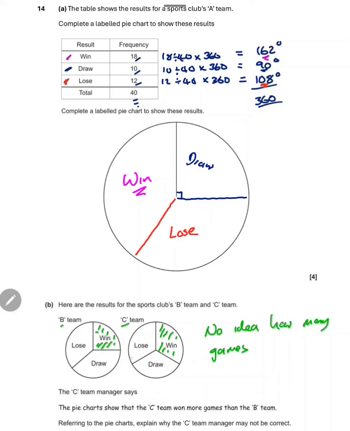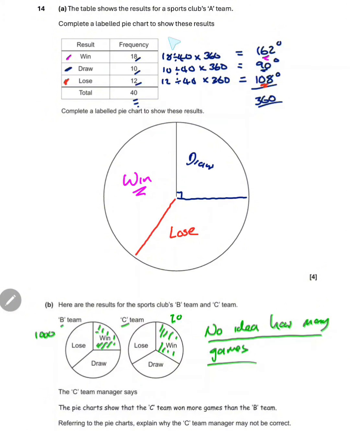We don't know how many games are involved in these pie charts. If it's 20 games and 20 games, then he's right. But what if it's 20 games for Team C and 1,000 games for Team B? Then this would represent more wins altogether. So that's your key statement there. We don't know if these pie charts represent the same amount of games.